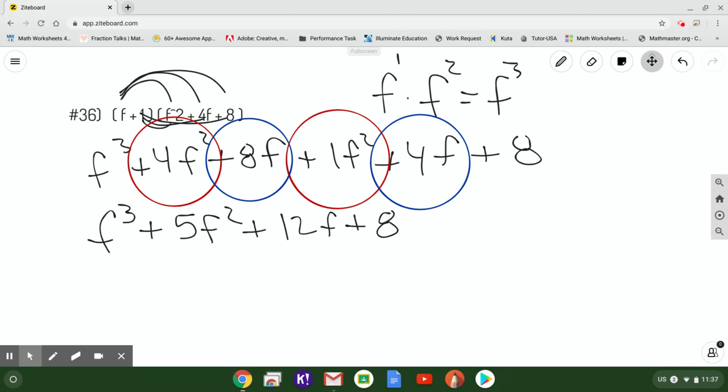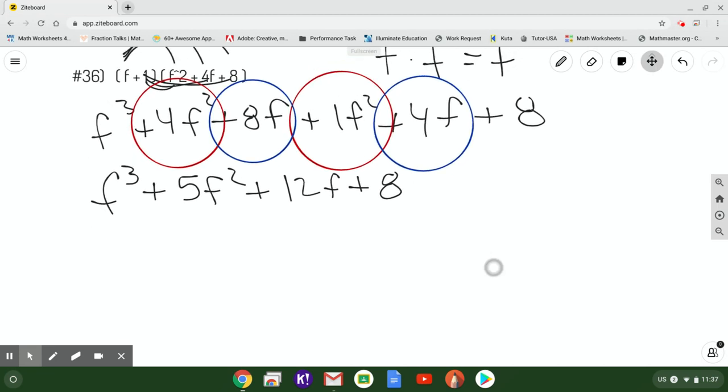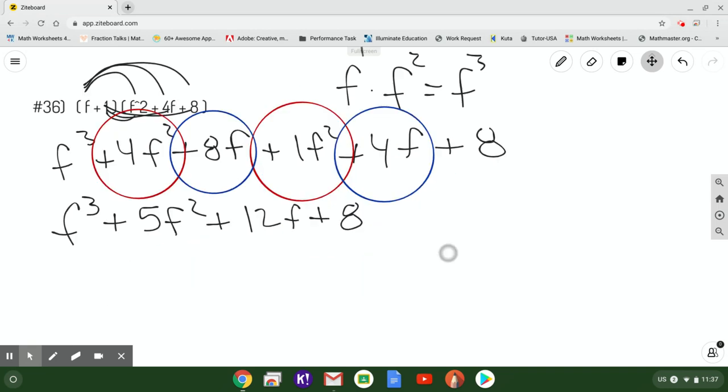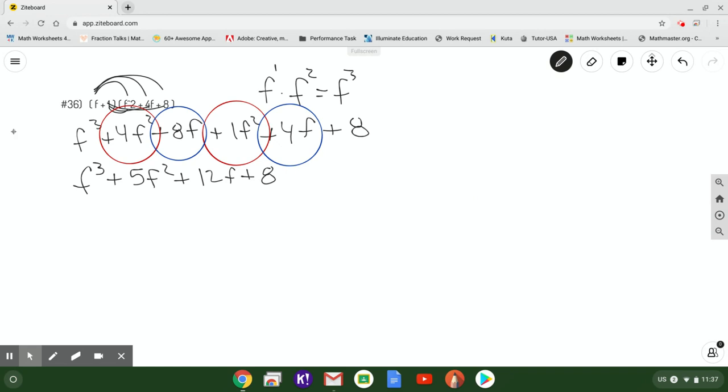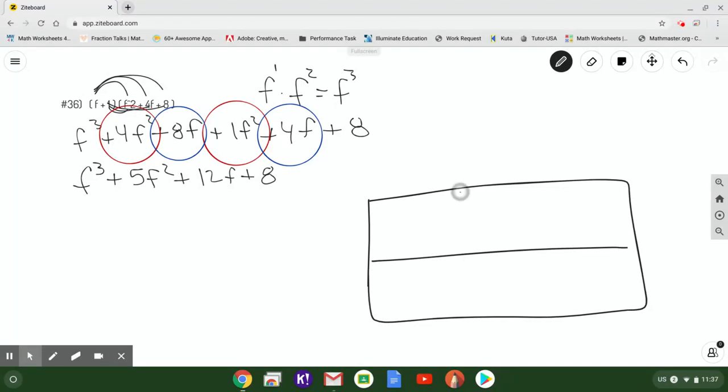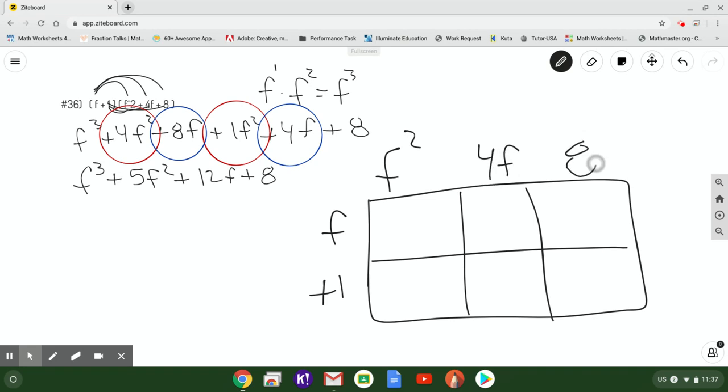12F, and then plus 8, and then that's your answer. And let's see if I have time to do the area model. The area model, like I said, I like using the area model. Some people hate it. So if you want to use the area model, since this has 2 terms, this has 3 terms, you're going to make, it doesn't have to be perfect, a 3 by 2, where since the first set is F plus 1, you would put the F plus 1 here, and then the other one has F squared, 4F, 8. You don't have to do this. This is just a different way of doing it. I like doing it this way because everything stays organized, and if you mess up somewhere, it's easy to catch your mistakes.